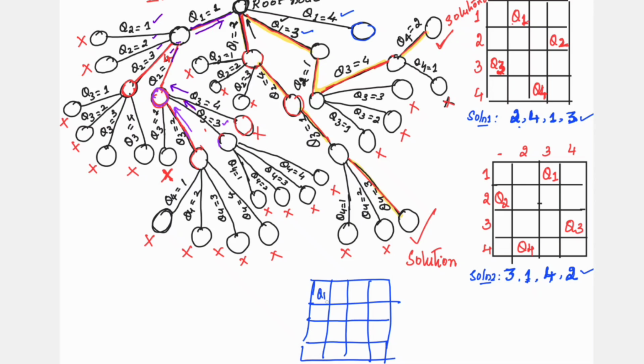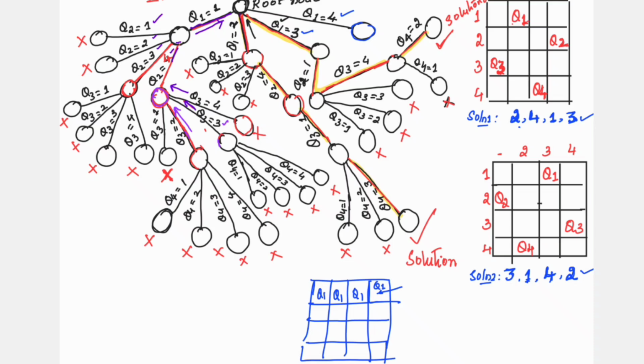q1 we tried placing here, we did not get any solution. When we placed q1 in the second column, we got the solution 2, 4, 1, 3. When we placed it in the third column, we got 3, 1, 4, 2. Now we have only this one option left. Suppose we place q1 in the fourth column, do we get one more solution or not? That we need to check here.